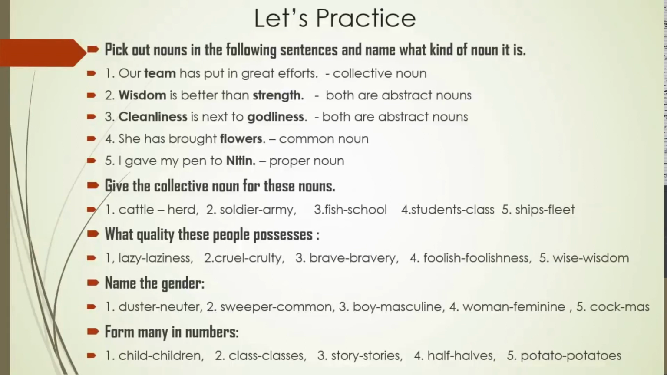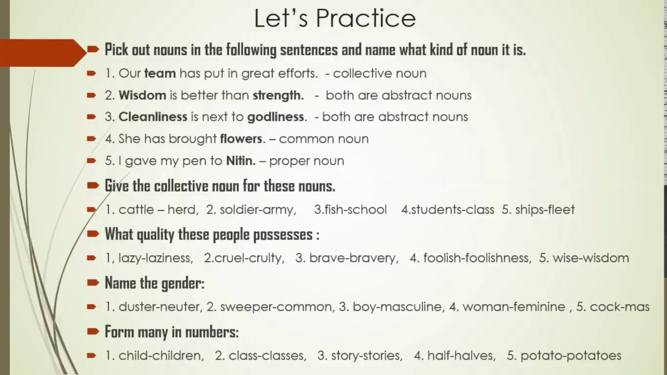A team has put in great efforts. Team is a collective noun. Wisdom is better than strength. Wisdom as well as strength are abstract nouns. Cleanliness is next to godliness. Both are abstract nouns. She has brought flowers. Flowers is a common noun. I gave my pen to Nitin. Nitin is again a proper noun. So we have found all kinds of nouns here.